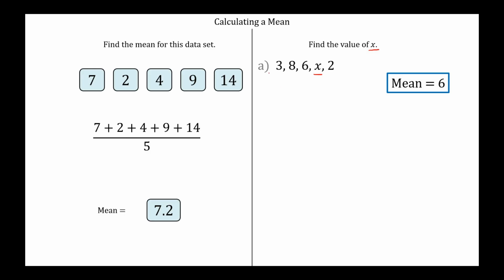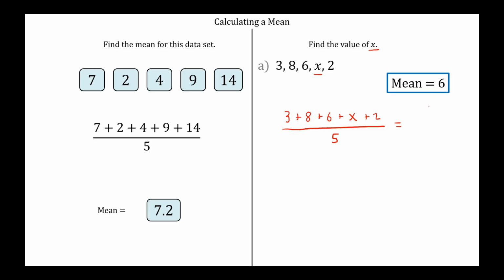So in this case, to find the mean regularly, I would add all these numbers together, so 3 plus 8 plus 6 plus x plus 2, and then I would divide it by the total number of data points that I have. In this case, that would be 5 data points. So I would divide it by 5, and then that would give me my mean. But because I don't know what x is, I can't do that.